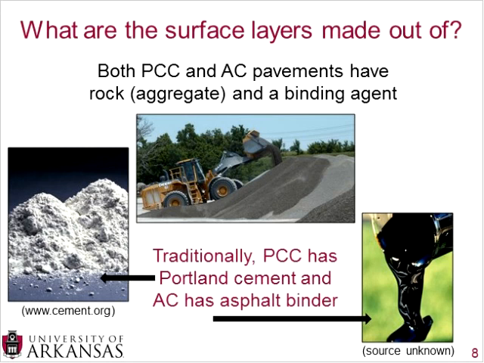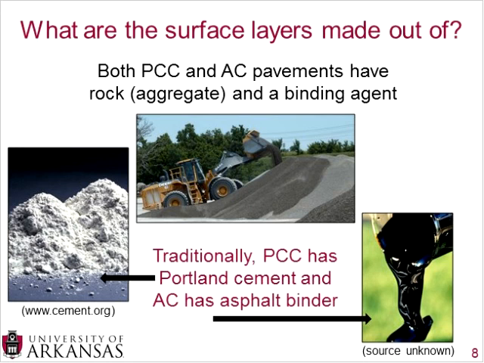And as I mentioned before, we're going to be focusing on the surface layers of a pavement structure. This is where the PCC and the AC are placed. And both PCC and AC have some sort of rock, which we call aggregate in the industry, and a binding agent. Traditionally, PCC uses Portland cement, hence the name Portland cement concrete, as its binding agent, and AC uses asphalt binder or asphalt cement to bind it together.